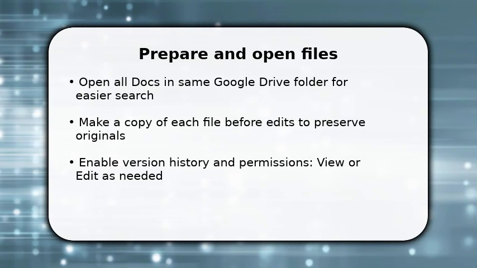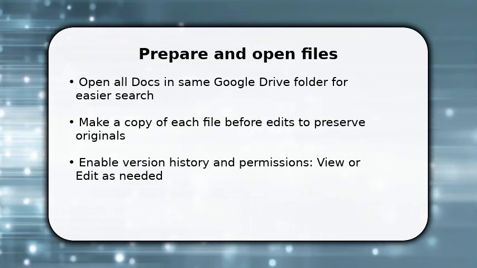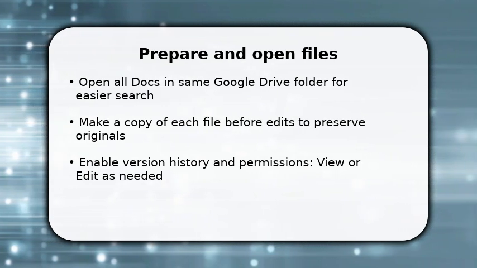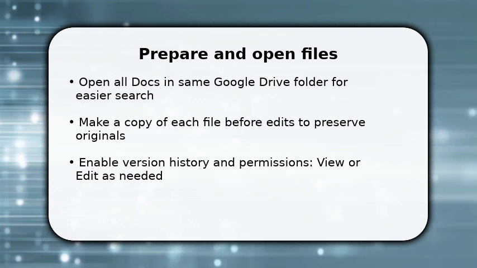You start by gathering the files you suspect contain duplicates. Open each Google Doc in a single drive folder so searches and comparisons stay organized. Once open, make a copy of any document you'll modify.